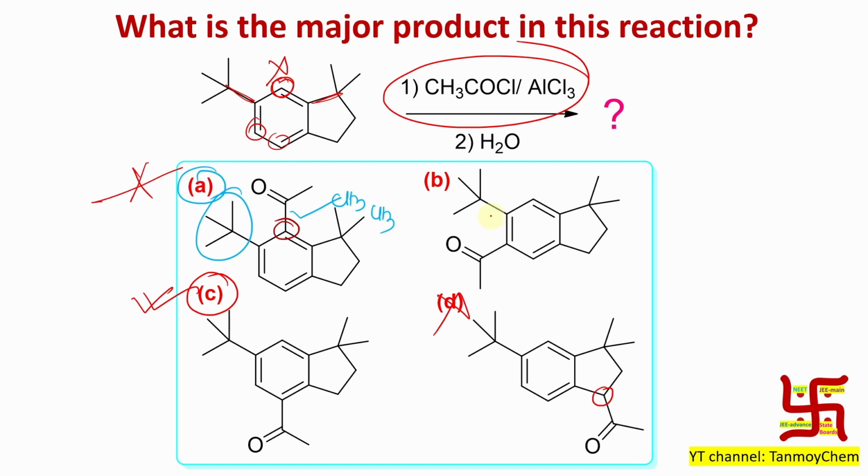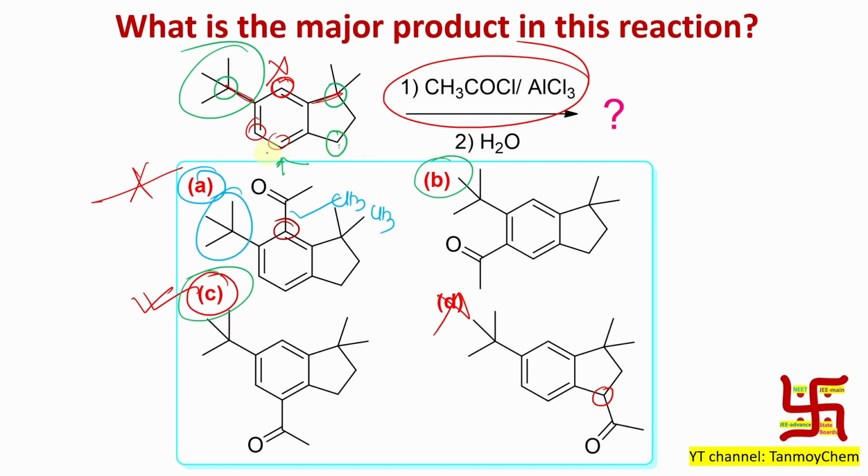Now the tough competition is between option B and option C. How can you decide where it will go? In this case, students, you need to think about the tertiary butyl group, a bigger group compared to here. This side is less bulky, so it is possible. Second thing, if you compare, all are actually alkyl groups. So this is an alkyl group, this is an alkyl group, and this is an alkyl group. So which one will contribute more?